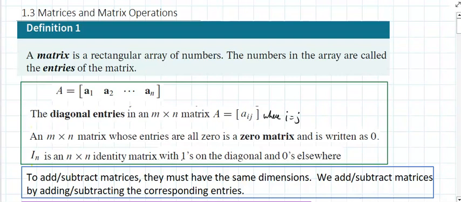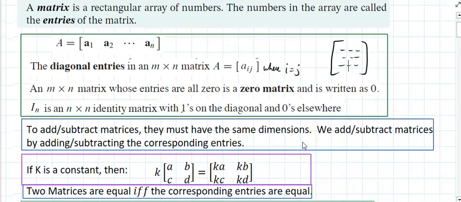Section 1.3, well, we have a few definitions to go by and properties to know. This is just us getting to know the language. It talks about matrices and matrix operations. We start with what a matrix is. A matrix is a rectangular array of numbers. The numbers in the array are called entries of the matrix. So, we're familiar with that. You put numbers, and then you determine directions.